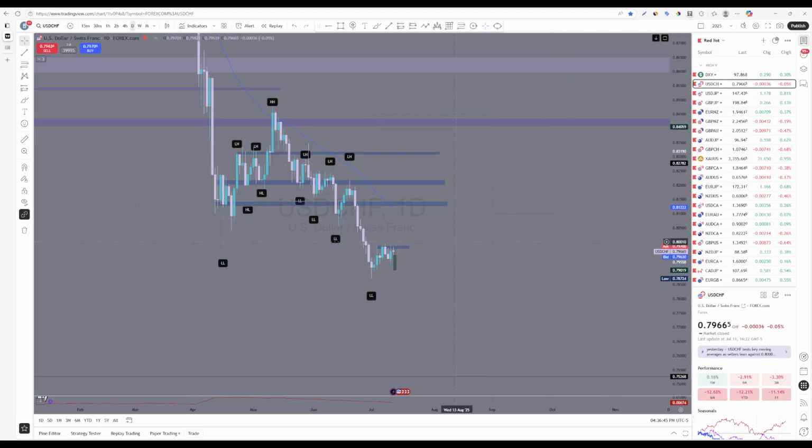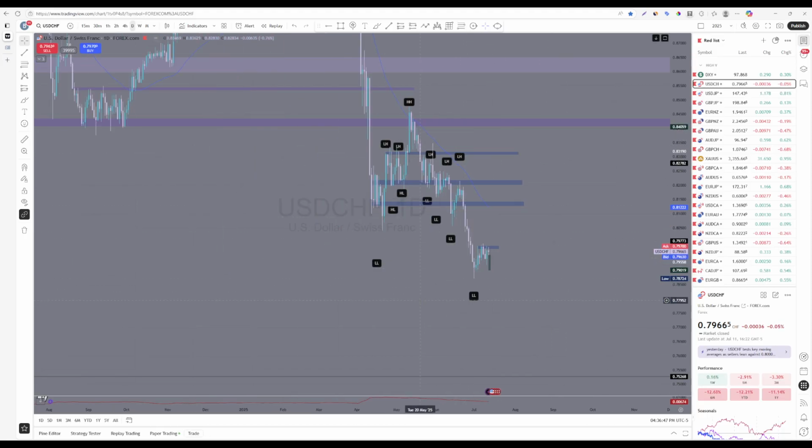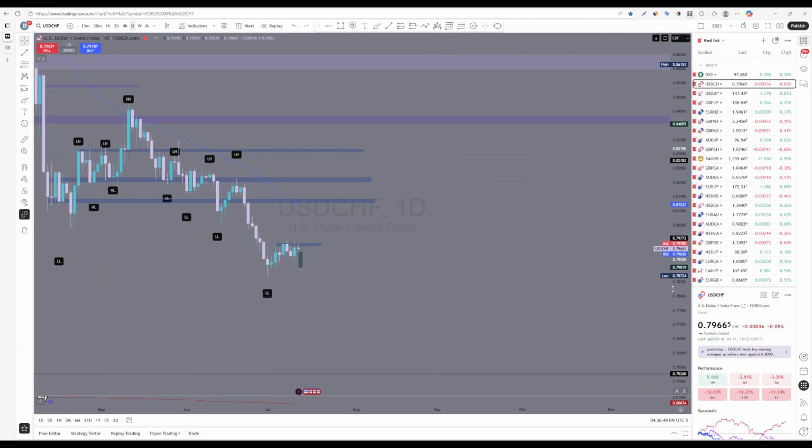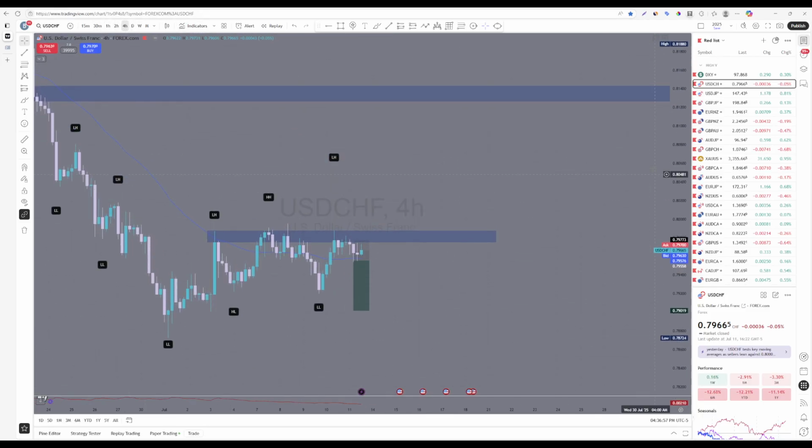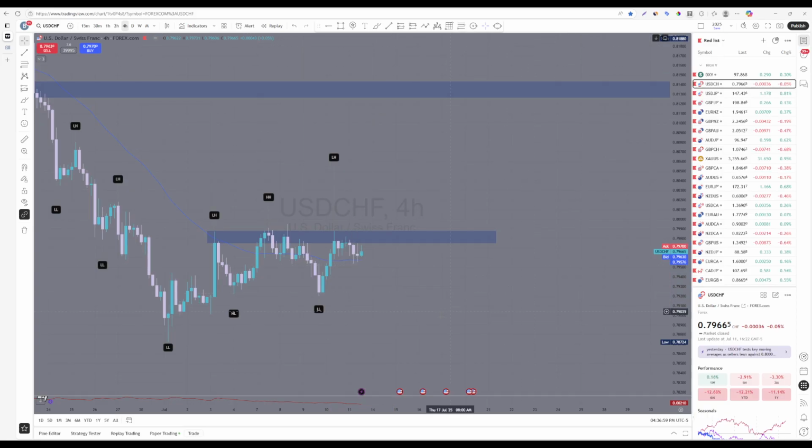All right, so first pair we're looking at is USD CHF. Now, realistically, I don't really like trading pairs that are already at all-time low because all you can do is look for counter trend trades. That's it. And is it possible to take a counter trend trade here? Absolutely, because we have a beautiful left, overall head, right shoulder.